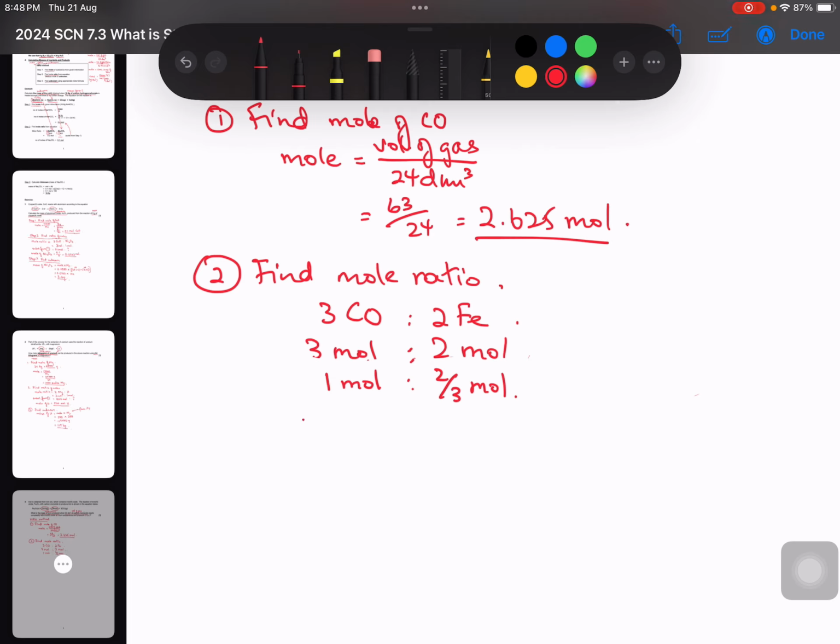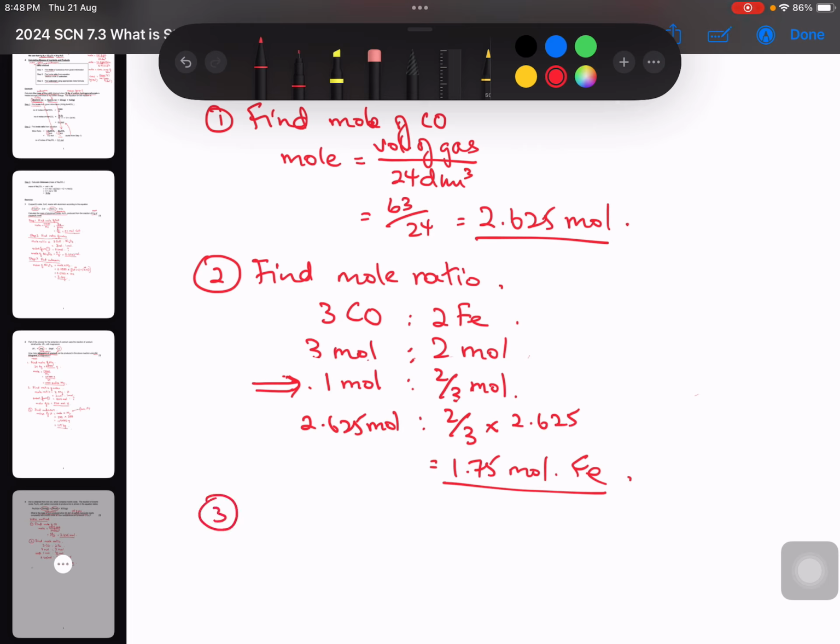Then our question wants 2.625 mole. This will be how much? Then it will be the 2/3, 2 over 3 times 2.625. And this should give us 1.75 mole Fe. Okay, so whenever you get a number that's difficult to handle, always do this intermediate step. All right, put it as 1 mole. Then it will be clearer.